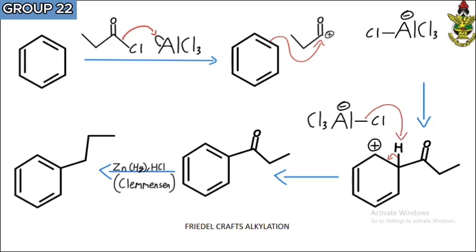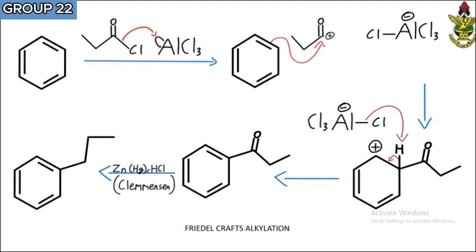then it must let go of the hydrogen, and this is made possible through the aluminum chloride compound. Now the chlorine in this compound abstracts the hydrogen to form hydrochloric acid, so that we can get back the aluminum chloride that we started with, and this forms the product that is an aromatic compound.